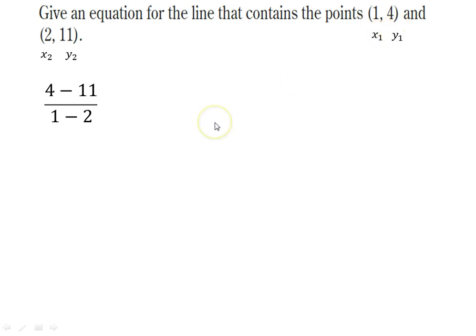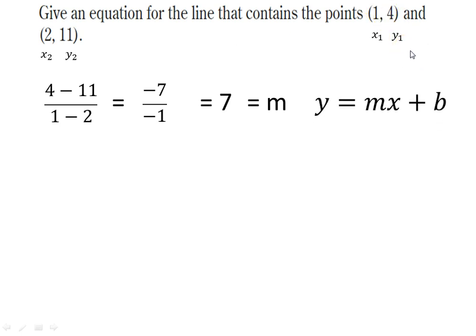So 4 minus 11, 1 minus 2, that gives us negative 7 over negative 1, because 4 minus 11 is negative 7, 1 minus 2 is negative 1. That can be simplified to positive 7, and that is our slope. So our slope here of this line that contains these 2 points is 7. So we plug that into our slope-intercept form. Remember, slope-intercept form is y equals mx plus b. Plugging in 7 for m, we get y equals 7x plus b.